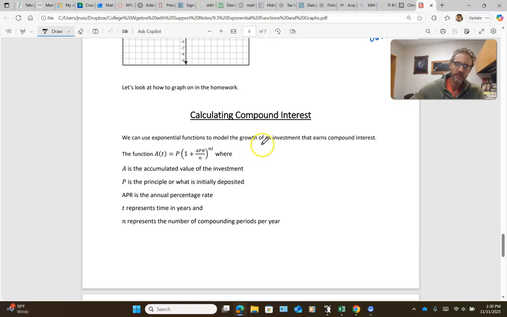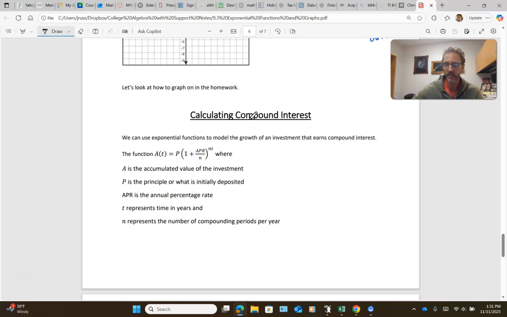But there's a distinction between an investment that earns simple interest versus what we call compound interest. Simple interest just means you're going to earn 10% on $1,000 every single year. So that's $100. Every year you're going to earn $100 in interest. The amount that you earn never increases. But that's different with compound interest.